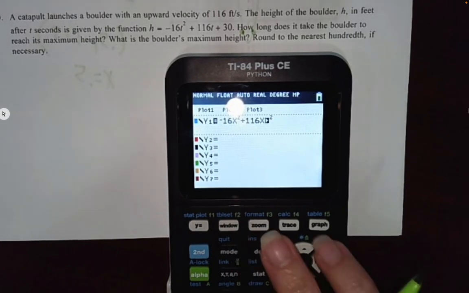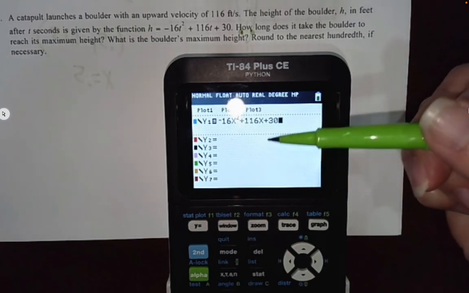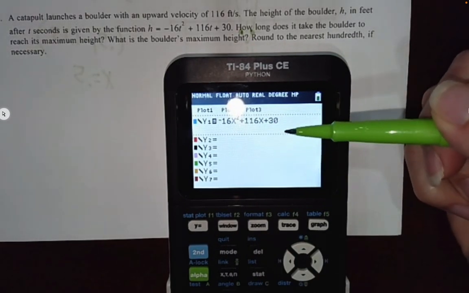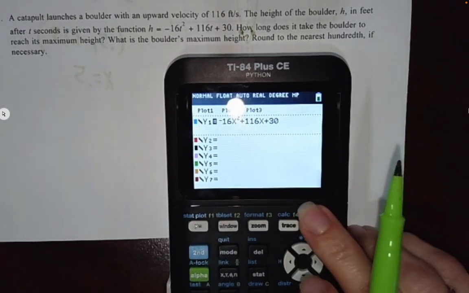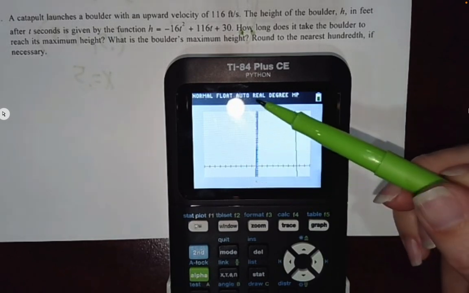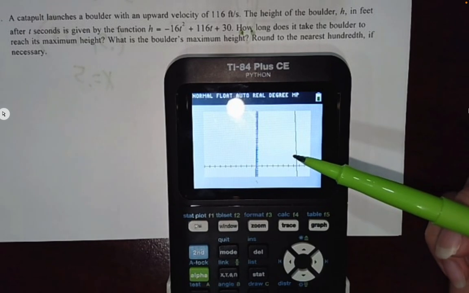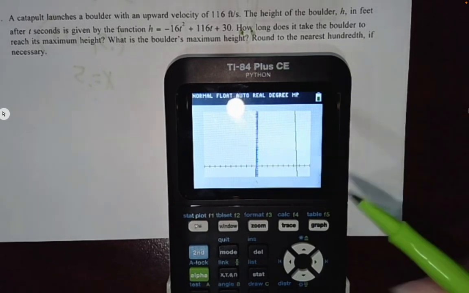I messed up. Okay, let me make sure I type the right thing. All right, so if I graph it, it looks like it came up, it's still going up, and then it came back down. I'm going to have to go over 100. All right, I'm going to have to go up, right? So, okay, we'll try 100.